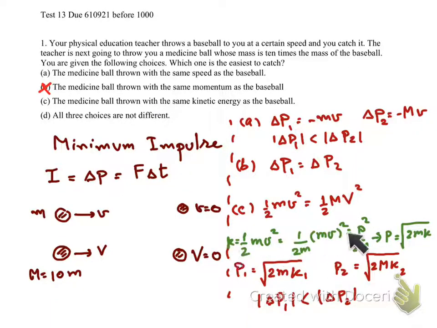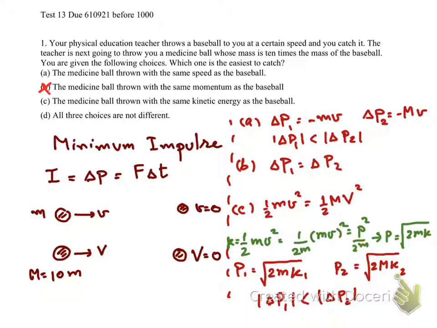Following this calculation, K is equal to half of mv squared. If we multiply m above and below the ratio, we have mv squared over 2m is equal to K, but we know that mv is p, so K equals p squared over 2m. Rearranging this relation, we have p equal to the square root of 2mK. This K is the kinetic energy.